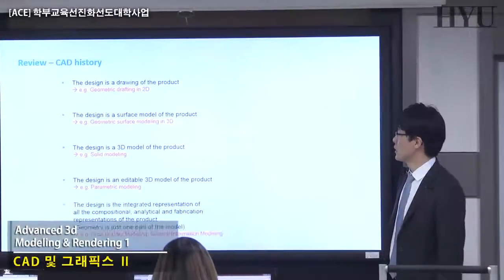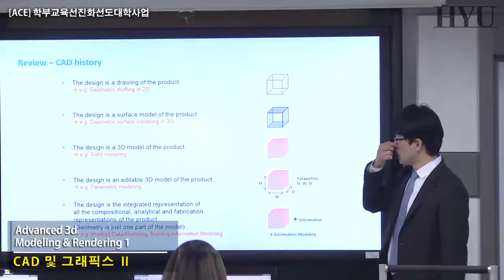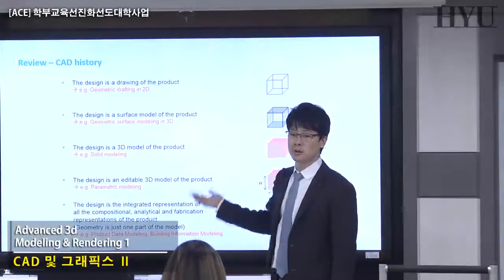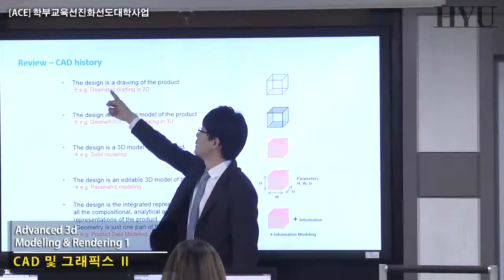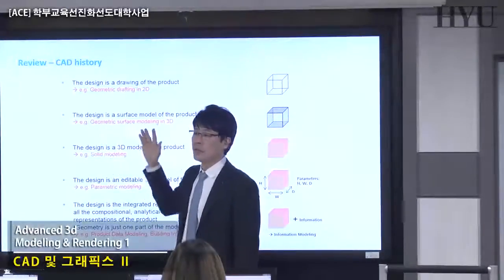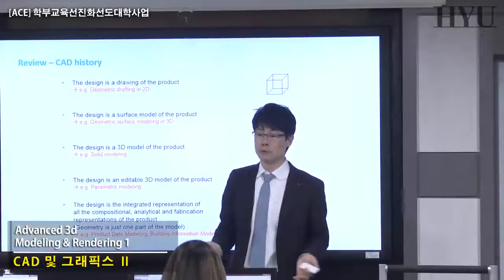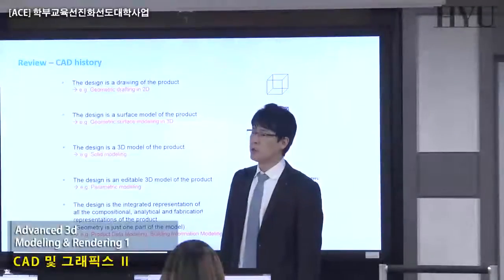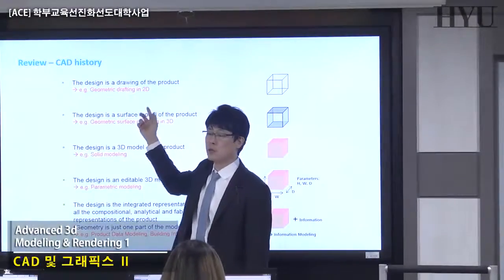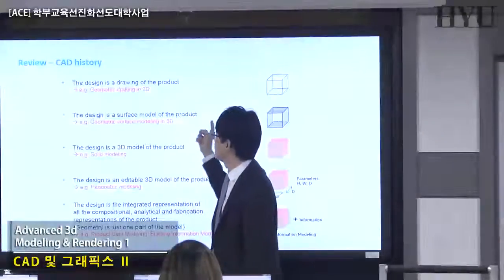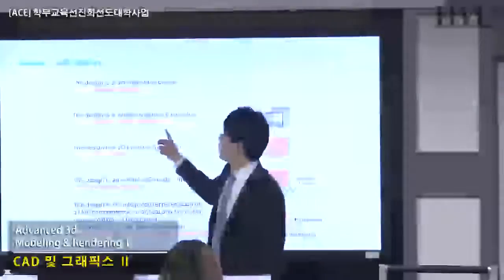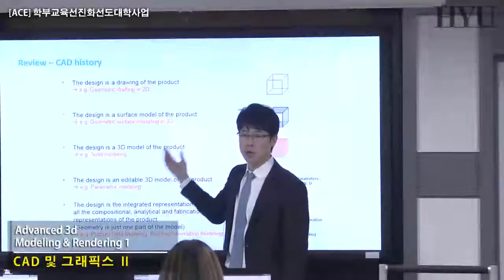So let me show you this CAD history again as a review. This single page contains a number of historic events from around 40 years ago. The first thing: when we believed design is a drawing of the product, I showed you the front view, elevation view, left view, right view, top view, that kind of drawing. If you draw that kind of formal drawing, around 40 years ago, we believed that is design, okay? At that time, 2D geometric drafting, such as AutoCAD, was okay. But in the next stage, we invented geometric surface-based modeling tools in 3D, SketchUp, 3D Max, and so on. So designers believed that a 3D surface-based model is required for design representation.